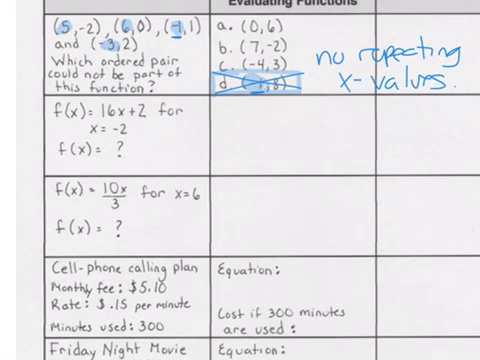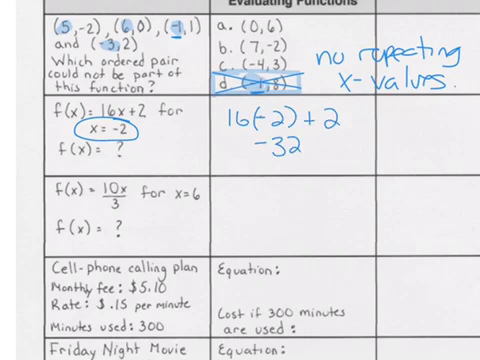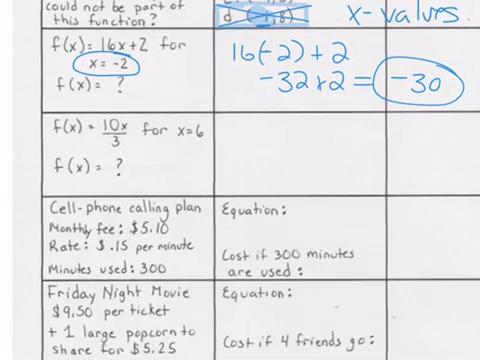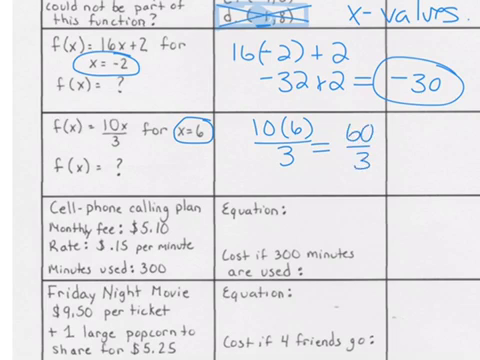Moving down to the second one, it tells me f(x) = 16x + 2. They want me to evaluate that for x equals -2. So we're just going to be plugging in -2 where we see that x and simplifying. Same thing on the next one. This time it's f(x) = 10x over 3. Evaluate that for x equals 6. That means plug in 6 where you see that x value and simplify.